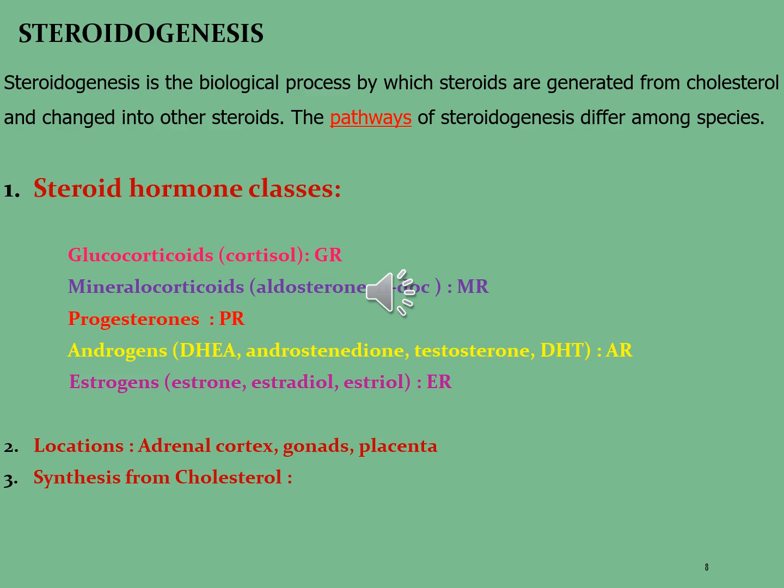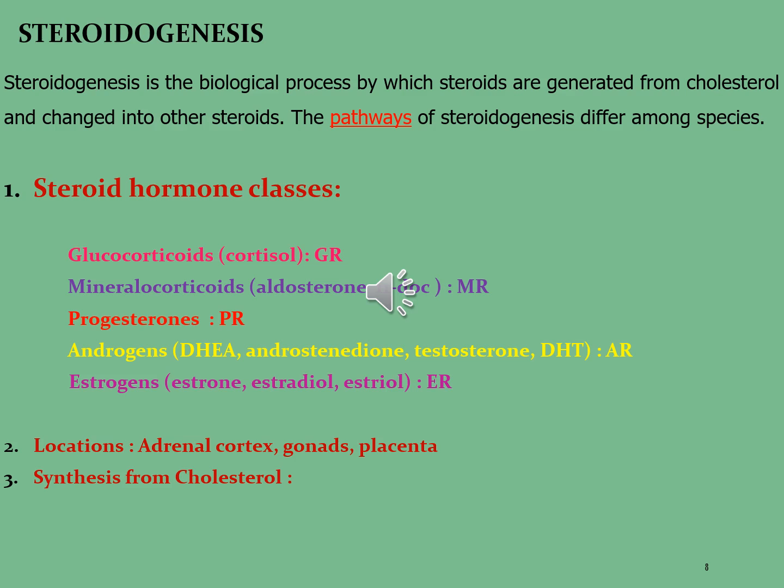So we start with the glucocorticoids. The prototypical example is cortisol. It binds to and activates glucocorticoid receptors, abbreviated as GR.